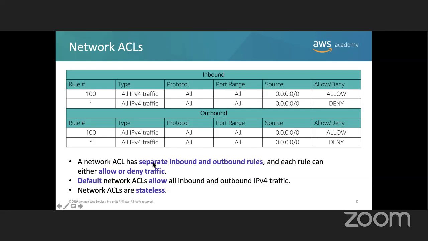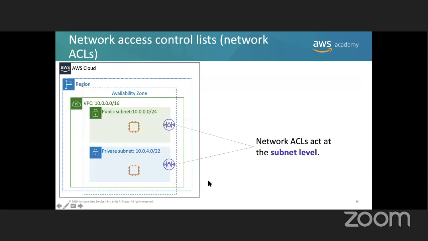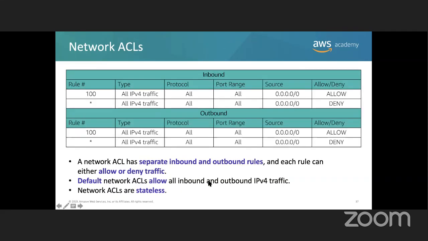A network ACL has separate inbound and outbound rules, and each rule can either allow or deny traffic. Default network ACLs allow all inbound and outbound IPv4 traffic. Network ACLs are stateless. Don't forget that they're stateless. Okay.